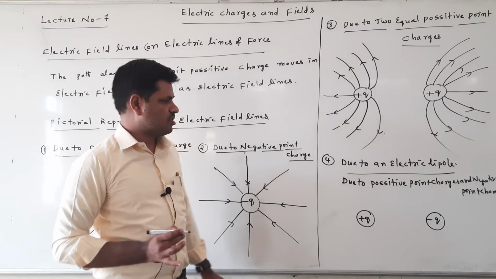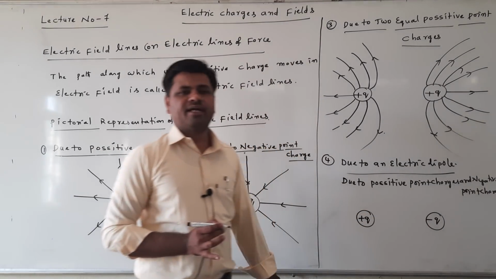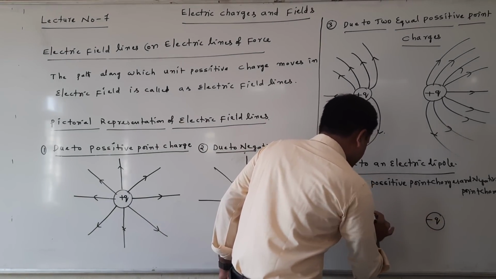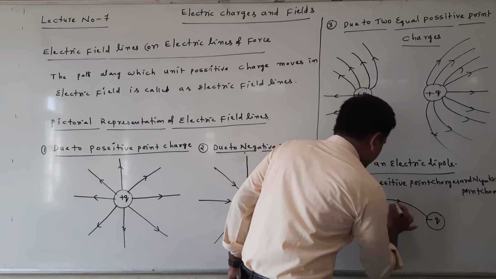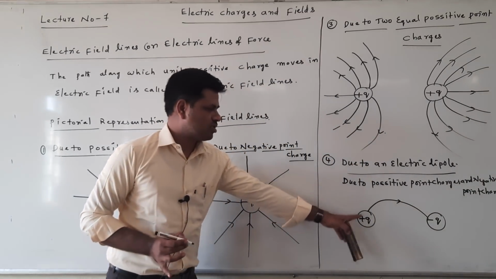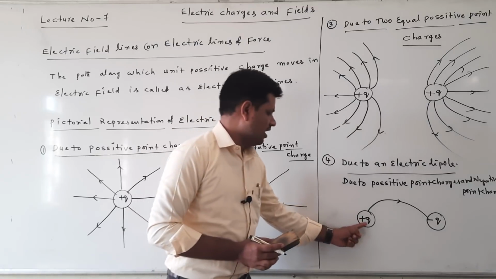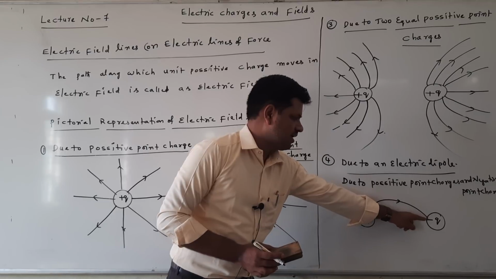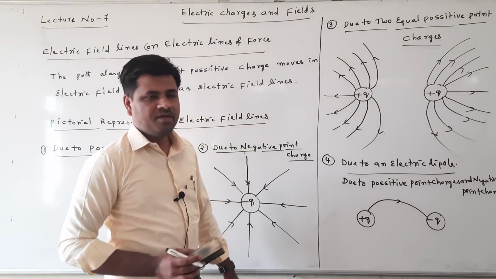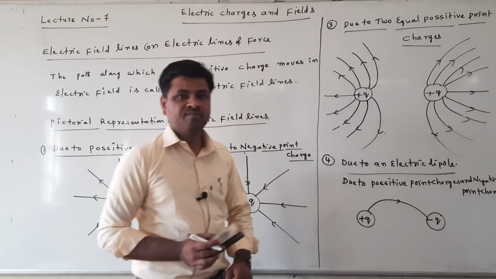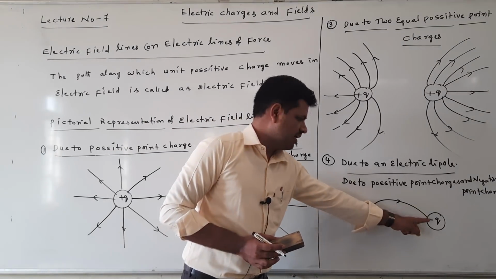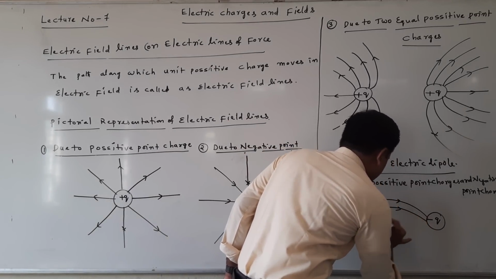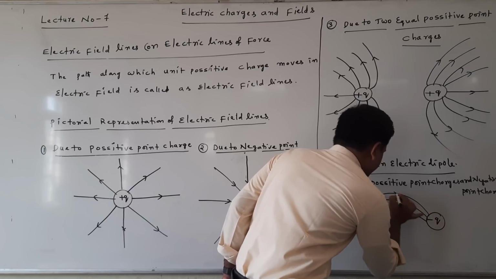Due to the positive charge, positive and negative attract each other. That's the reason in between these two charges the attraction force is more. So electric field lines start from the positive charge and end on the negative charge. From the positive charge they go away and reach the negative charge. At the positive charge they diverge, at the negative charge they converge. So in between, the electric field lines start from the positive charge and end on the negative charge.